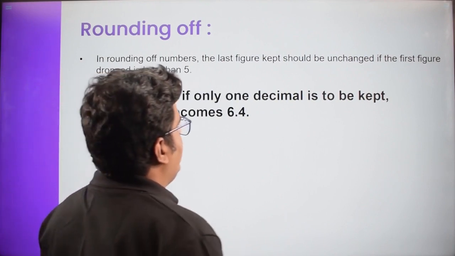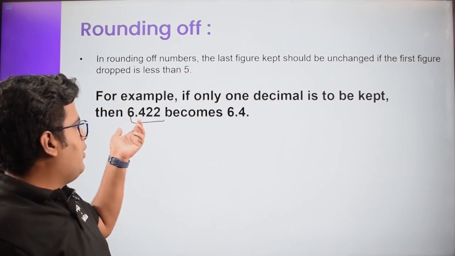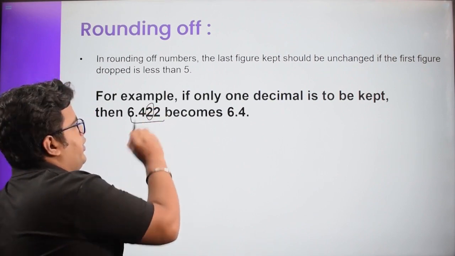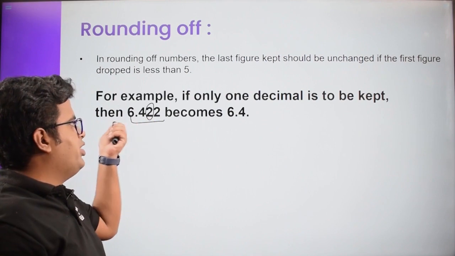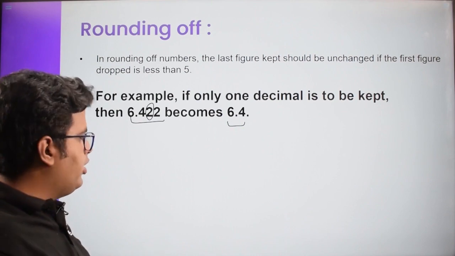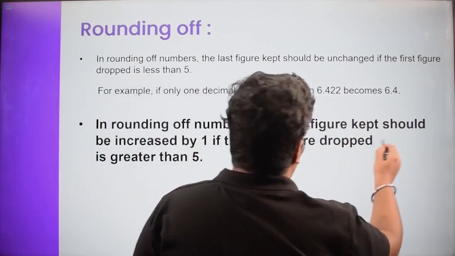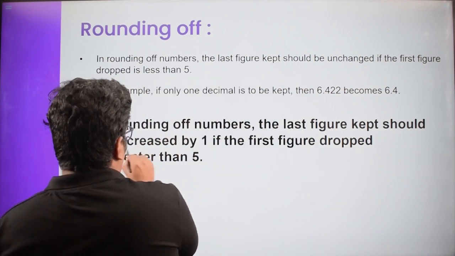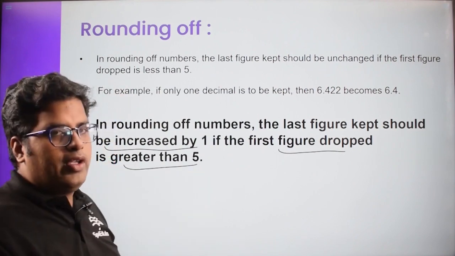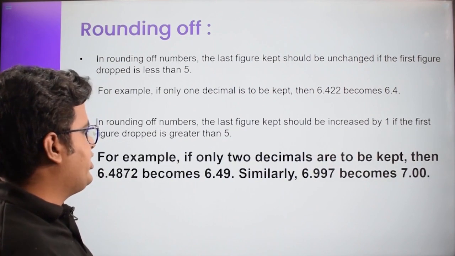And if you want only 1 decimal to be kept, means after the decimal you want 1 digit only, so this is the dropping number, right? And if it is less than 5, then the number previous to this will be as it is. So your final answer would be simply 6.4, right? Now the rule number 2 is that in the rounding of numbers, the last figure kept should be increased by 1 if the first figure dropped is greater than 5. Means whatever number you are dropping, if it is greater than 5, then you have to increase it by 1, right? So you have an example for this.